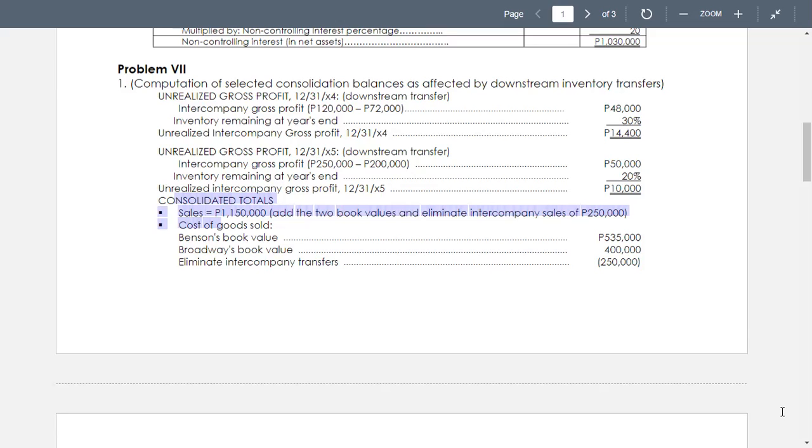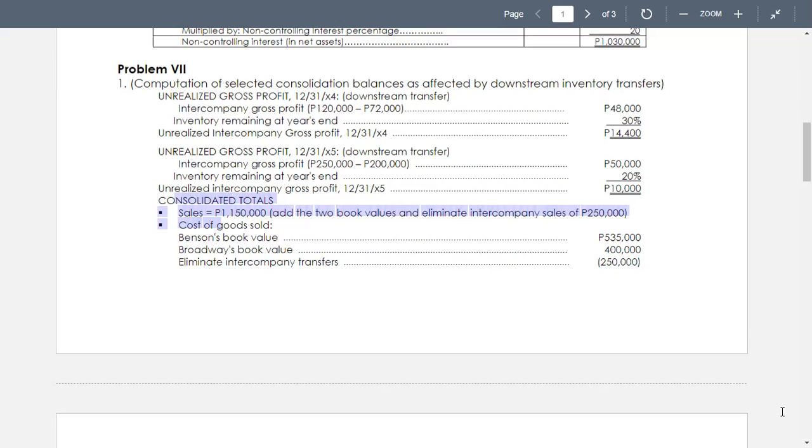Now, the unrealized gross profit on December 31, 20x5, again a downstream transfer, is equal to the intercompany gross profit equal to 250,000 and we deduct 200,000. That's the realized amount. So the unrealized portion of 50,000, we multiply that by 20%. So the unrealized intercompany gross profit by December 31, 20x5 is equal to 100,000.